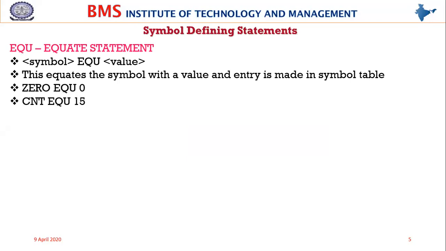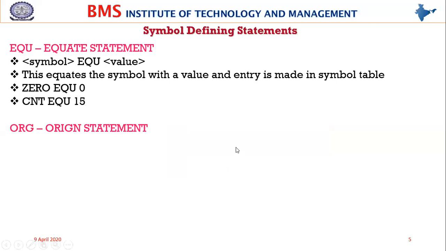And then we have seen the symbol defining statements. We can define a symbol without declaring it by specifying the name, followed by the assembler directive EQU and a value. This makes an entry of this user defined name in the symbol table, along with its value, which is a constant. Either it can be an integer constant or it can also be an expression, which can evaluate into a value. This also we have seen.